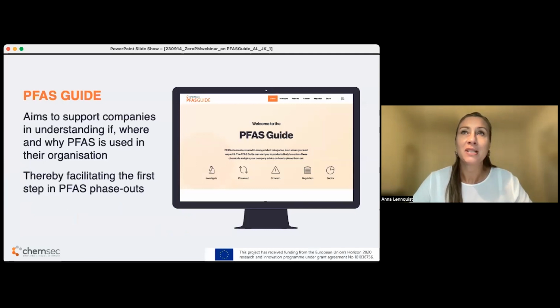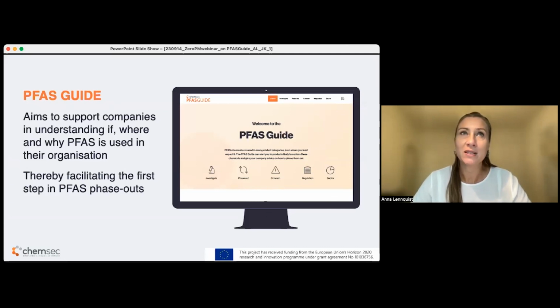And so this is a project that we worked with mainly during all of 2022. And we launched this in February this year, the PFAS guide. And as I said, the aim is to support companies to understand where and why PFAS is used in their organization and how this is of importance to them. So it's really about the first step in PFAS phase out, just knowing if you have PFAS and where and why.